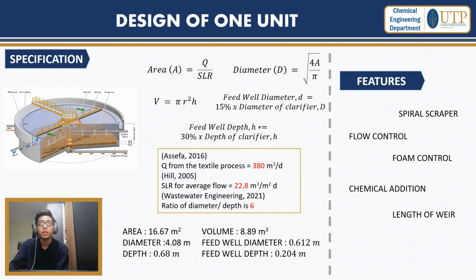And we move on to the last factor, which is the features incorporated in the design. The first feature we have is the spiral scraper, next we have the flow control, foam control, chemical addition, and lastly we have the length of weir.